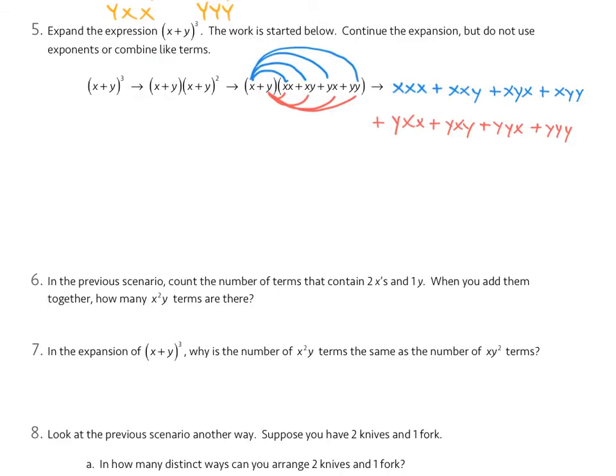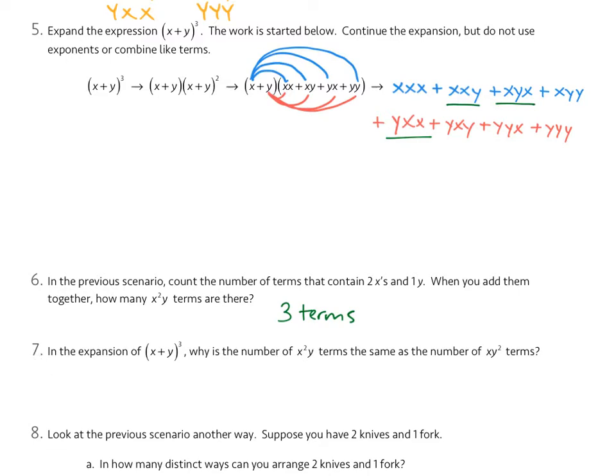Number 6. In the previous scenario, count the number of terms that contain 2 x's and 1 y. When you add them together, how many x squared y terms are there? I will underline each of the terms. This term has 2 x's and 1 y, as does this one and this one here. There are 3 terms that have 2 x's and 1 y. They would each be x squared y if we used exponents to simplify the way we write those terms.